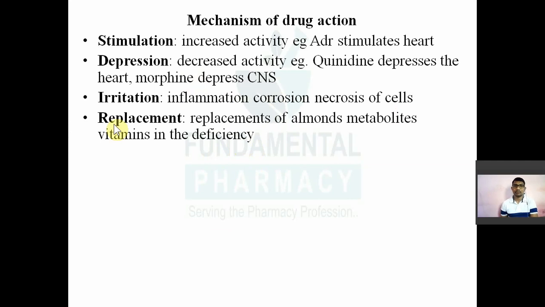Then next one is replacement. A drug will act as a replacement therapy for various deficiencies. For example, if you have a vitamin deficiency and you are giving external vitamins, that external vitamin will act as a replacement therapy. Similarly, replacement of hormones, metabolites, vitamins in case of deficiency. For example, if you are suffering from insulin deficiency, replacement of insulin is the replacement therapy. So a drug may act by stimulation, depression, and replacement therapy.